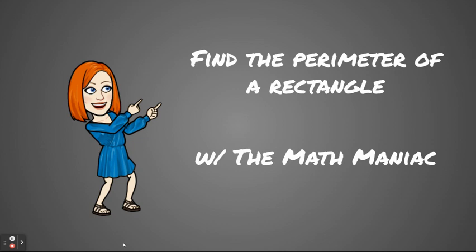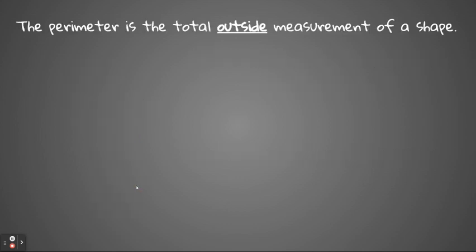Today, we're going to be talking about the perimeter of a rectangle and how to find that perimeter. So, the perimeter is the total outside measurement of a shape. Sometimes we might talk about the perimeter being a fence around a yard, maybe the amount of boards that they need to put around the chalkboard. Anytime we're going around a shape, we're going to be finding the perimeter.